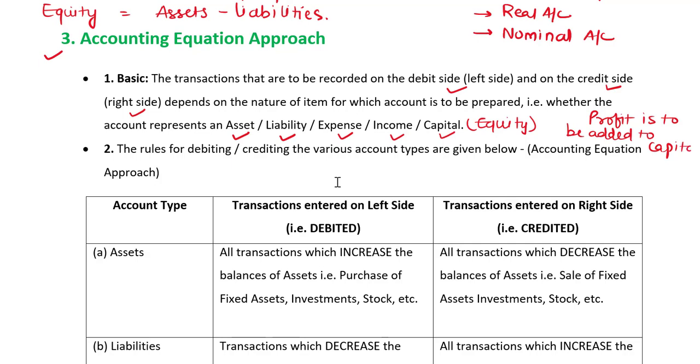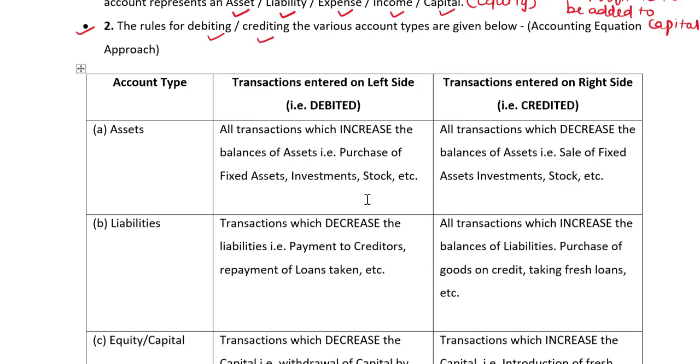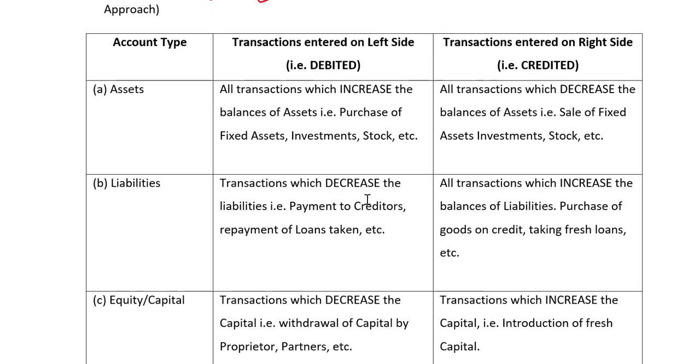Profit is to be added to capital or equity. I believe I am making sense to you. Let's see the rules of debiting and crediting the various entries in an accounting equation. The first is assets. Whether you will be debiting the asset or crediting the asset, you should understand one thing over here: all the assets have a debit balance.